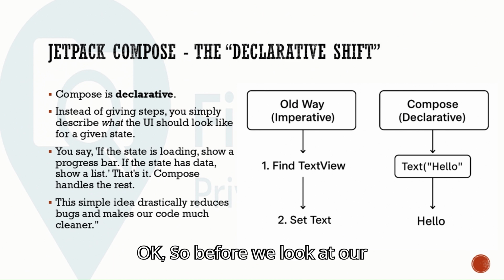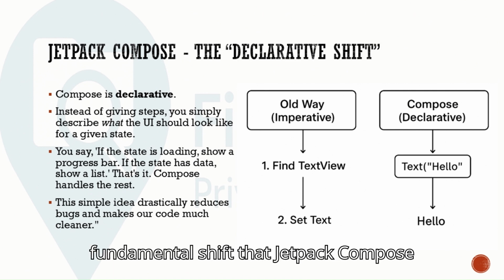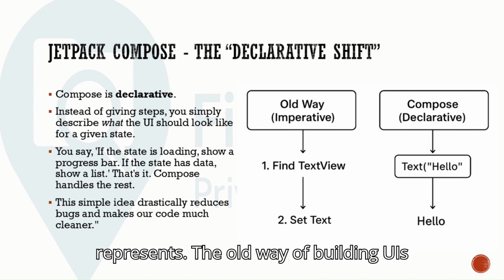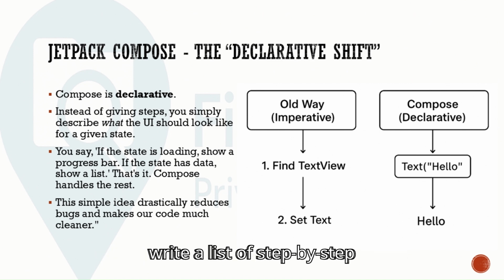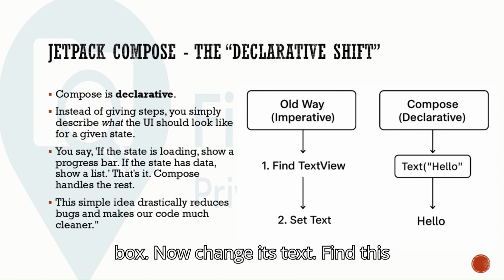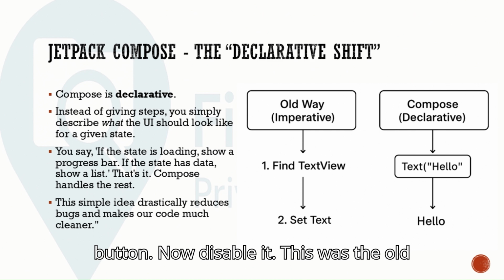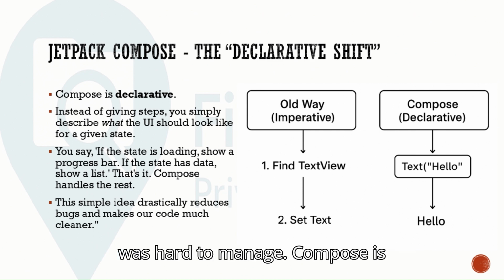Okay, so before we look at our code, it's crucial to understand the fundamental shift that Jetpack Compose represents. The old way of building UIs on Android was imperative. You would write a list of step by step instructions. For example, find this text box, now change its text. Find this button, now disable it. This was the old way.